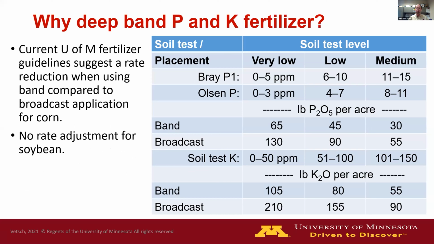At the top of this table, we have the soil test levels for P, Bray P and Olsen P. You see in the very low and low categories, we have significant reductions in rates of application for band versus broadcast, about 50%. That reduces a little bit at the medium soil test level, and even more so as we get to high, and disappears as we get to very high. And the same is true for potassium. But there is no rate adjustment or rate reduction for soybean, and that's just based on data we've had in the past that showed it wasn't necessary.